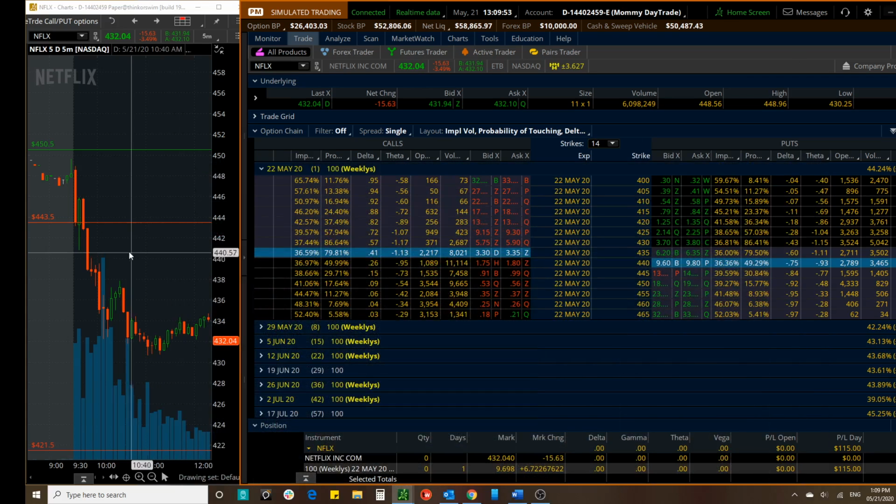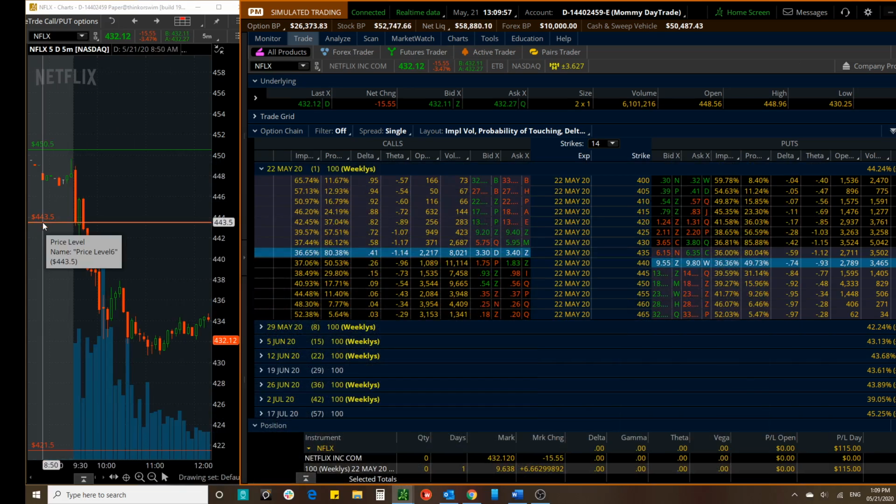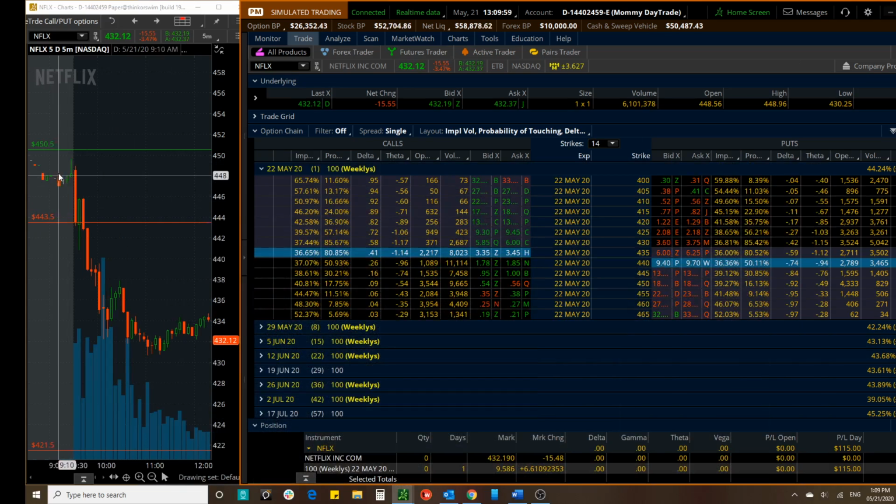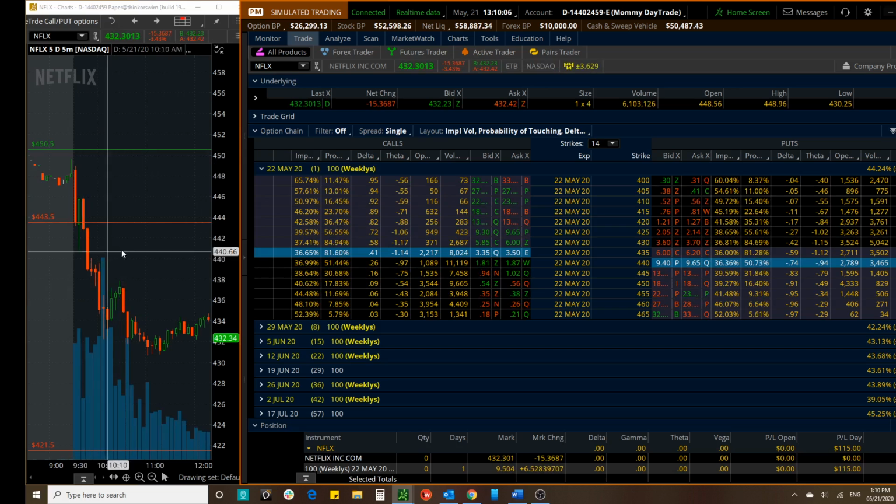So I will show you. This is what I have drawn: support 443 and resistance 450.5. With this conditional order, I will put it in before the market opens.